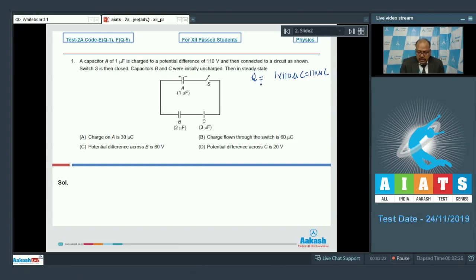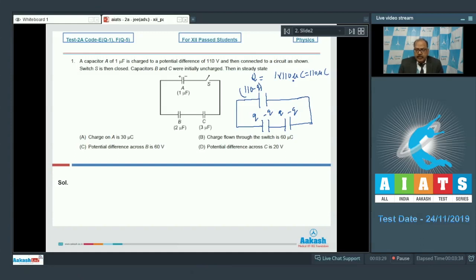Now the switch S is closed. And so after closing of switch, we have the 3 capacitors like this. So charge here was 110 microcoulomb, and we consider that after closing of switch S, Q amount of charge has flown in the circuit. So that means the charge now here is 110 minus Q. And here it is Q, minus Q here, Q here, minus Q here. And this is the condition in steady state.